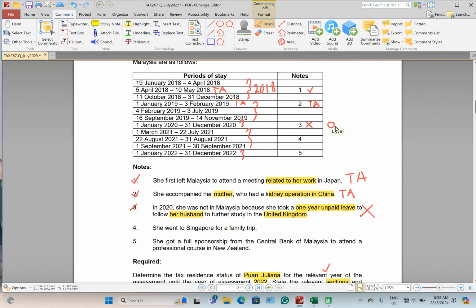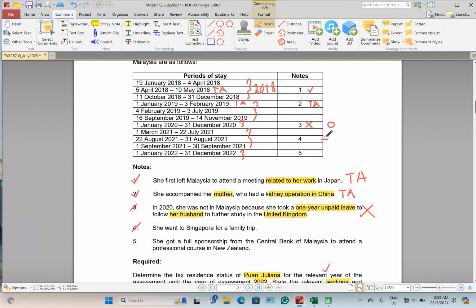She was not in Malaysia at all. Alright? Okay, look at number 4. She went to Singapore for a family trip. Okay, family trip, everyone. So family trip, is it TA or not? It could be. So remember guys, we have TA under social visit, but the limit of social visit is not more than 14 days. Isn't it?